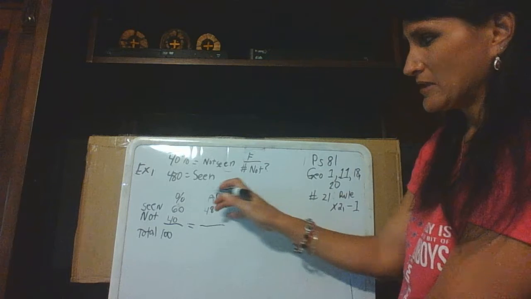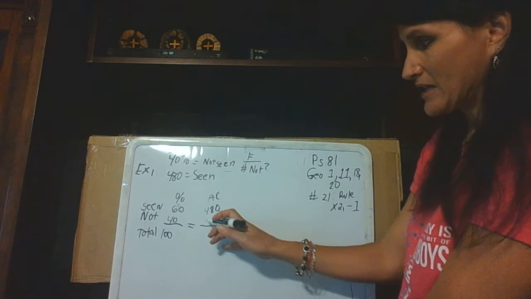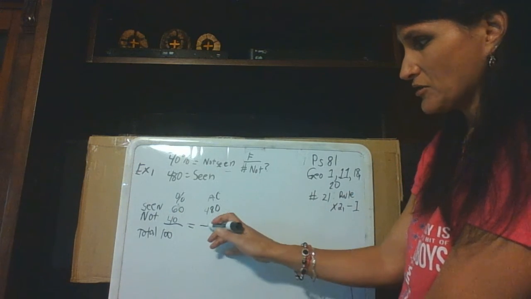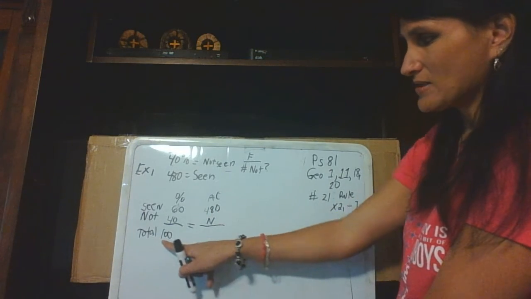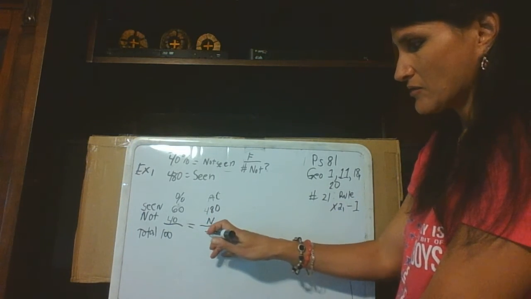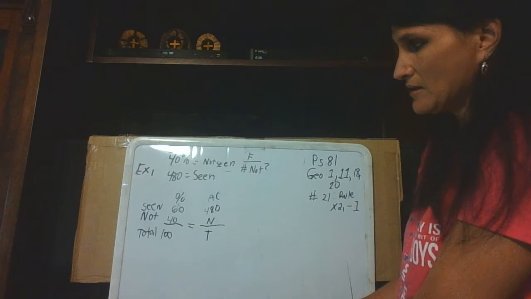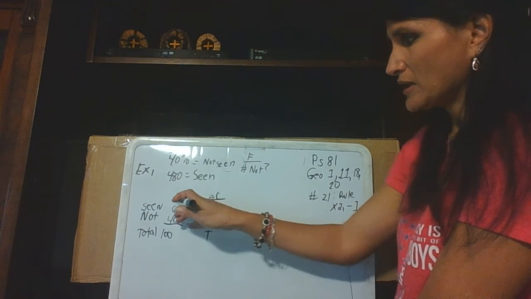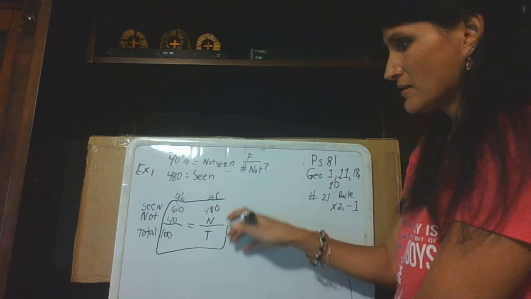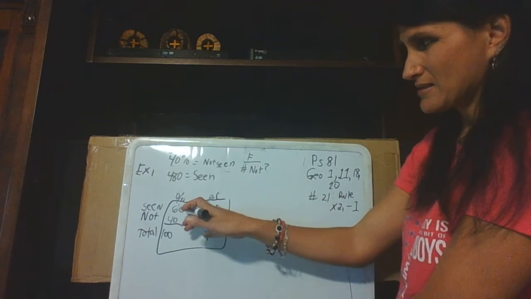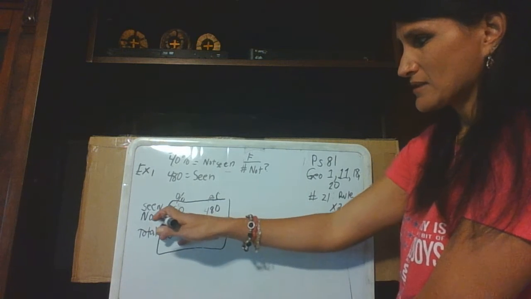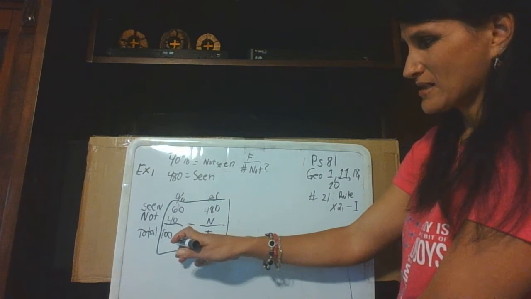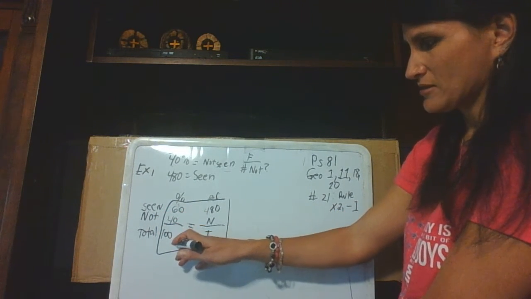I was not given any other numbers, so I can't put anything here in the not column, so I'll just put N for not. And I was not given the total, so I put T for total, okay? I have now created my proportions. So I have my percents at 60% were seen, 40 were not seen, and then the total is 100 because 60 plus 40 is 100.